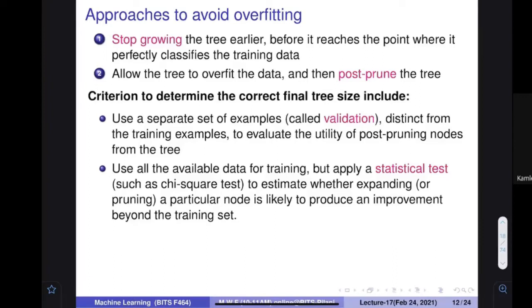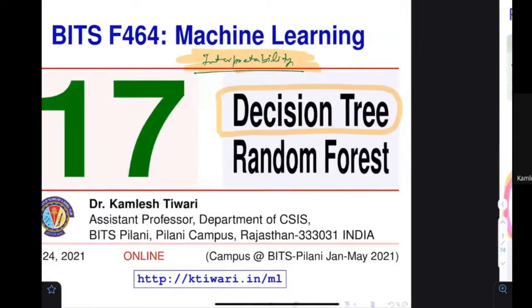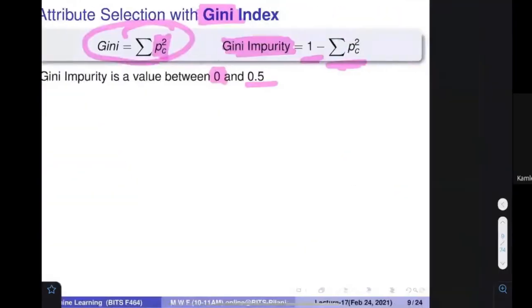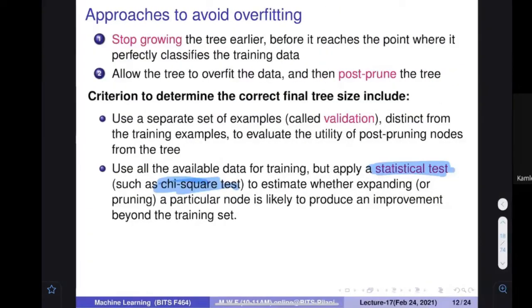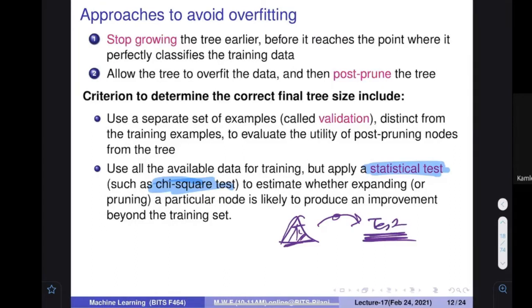Another method could be that you develop some statistical tests, such as the chi-square test, and using these tests you try to predict, if this is the tree, what is the expected accuracy that is going to be on the test set? So using the tree that you have, you develop tests that can tell you what the test accuracy is going to be. However, it is very difficult to find such tests, but some tests can suggest these things and you can utilize them.